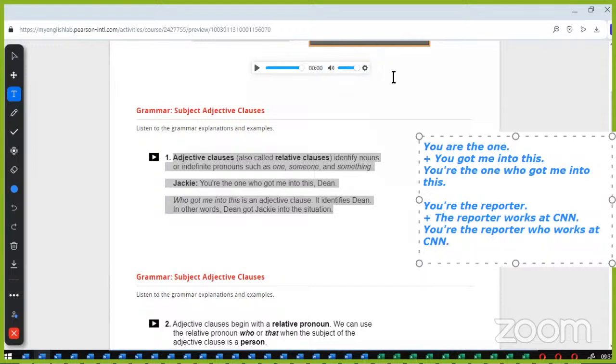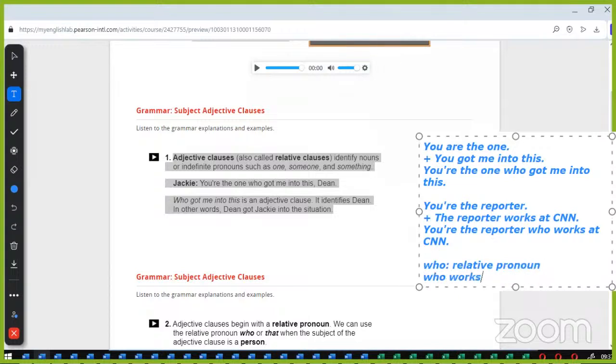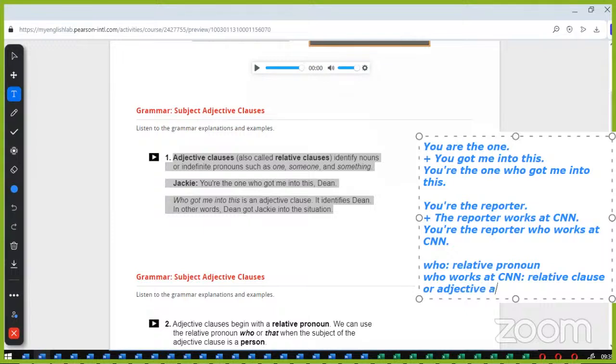Okay. In this case, that's the answer there. Because when we talk, this who in this case, it's called the adjective clause or the relative clause. I'm sorry, it's a relative pronoun. So here, who in this sentence would be the relative pronoun, and who works at CNN is the relative clause or adjective clause.